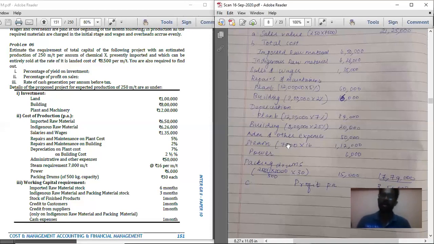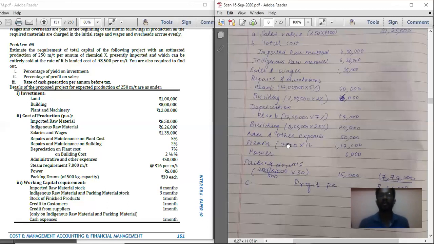Steam forms part of production, so it should be included. Power also forms part of production. And packing drums, we can classify it as two types. When this question was asked in my exam, I assumed packing drums form part of selling and distribution expenses, because these packing drums are used only when goods are being packed for sale. But in this particular problem, it has been assumed as direct material, and it will be included in the cost of production.